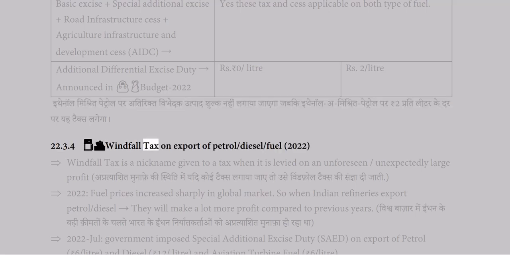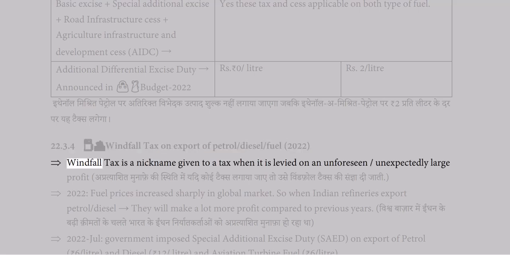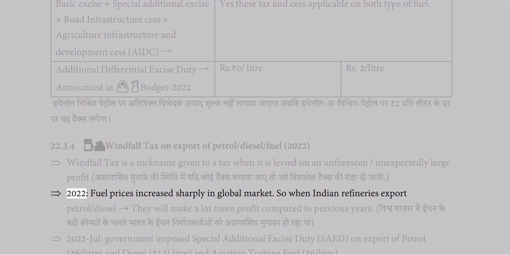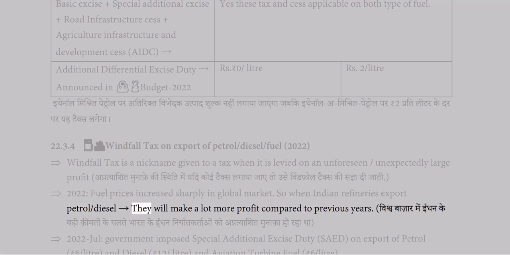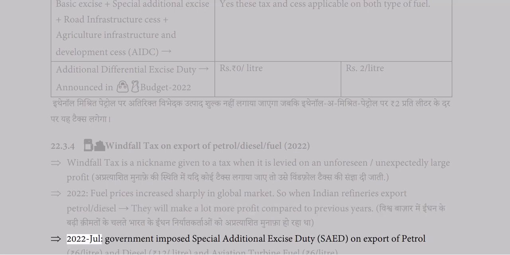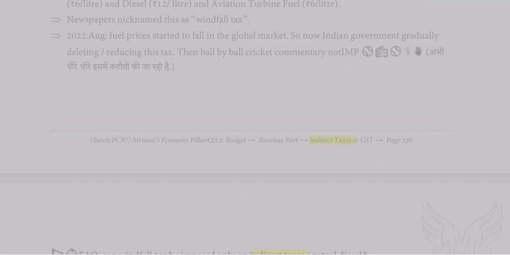2.3.4 Fuel pump: windfall tax on export of petrol, diesel or fuel. In 2022, windfall tax is a nickname given to a tax when it is levied on an unforeseen or unexpectedly large profit. In 2022, fuel prices increased sharply in the global market. So when Indian refineries export petrol or diesel, they will make a lot more profit compared to previous years. In July 2022, the government imposed a special additional excise duty, SAED, on export of petrol at 6 Indian rupees per litre and diesel at 13 rupees a litre.